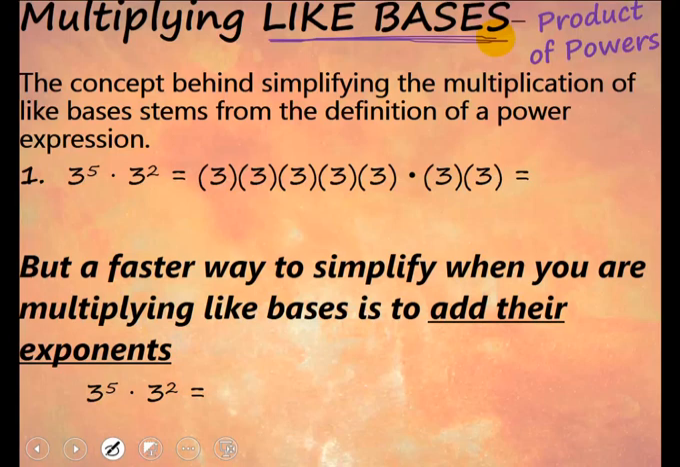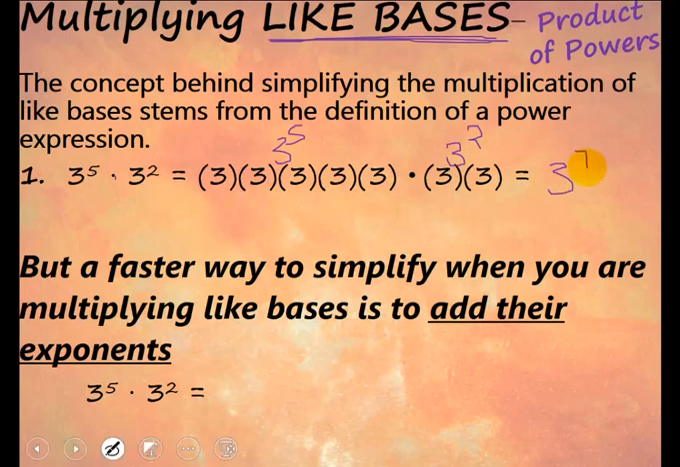If I wanted to multiply 3 to the 5th times 3 squared, if I expanded 3 to the 5th, I would have 3 times 3 times 3 times 3 times 3, correct? If I expand 3 squared, I would have 3 times 3. Now, based on our definition of a power expression, these are all just being multiplied together. So this is the same as 3 to the 1, 2, 3, 4, 5, 6, 7, 3 to the 7th.